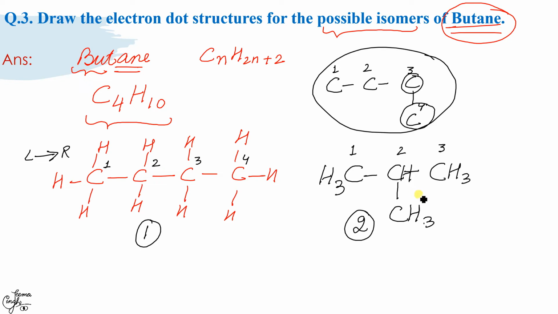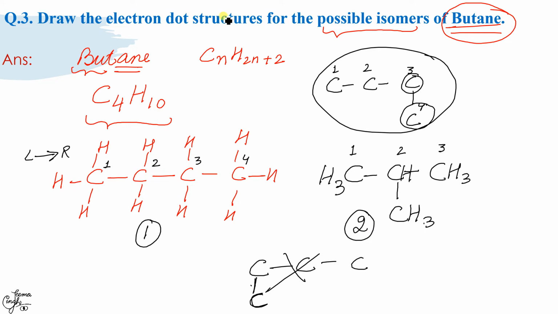This one is a branched one. This is straight chain. This is chain. This is branch. That is why I taught you the concept of chains and branches. Alright. Let's look at any other possibility. Now 1, 2, 3. If I put the 4th one here, then this and this are same. Alright. So no other possibility. So we have 2 isomers.